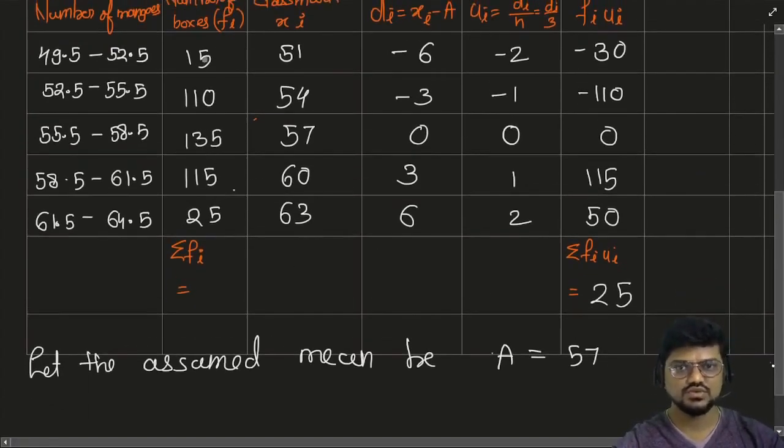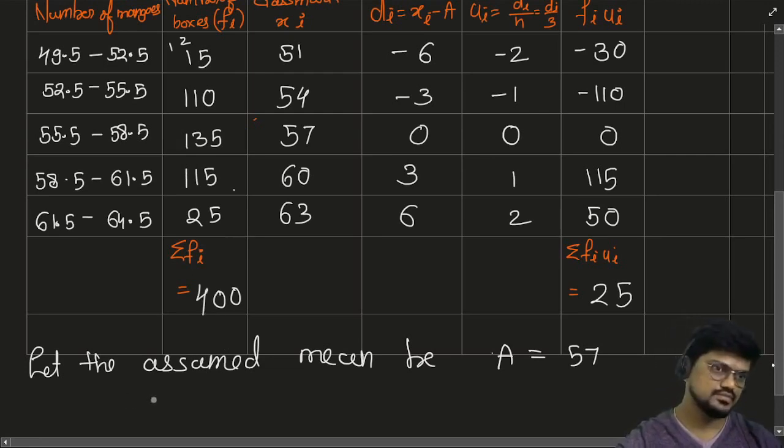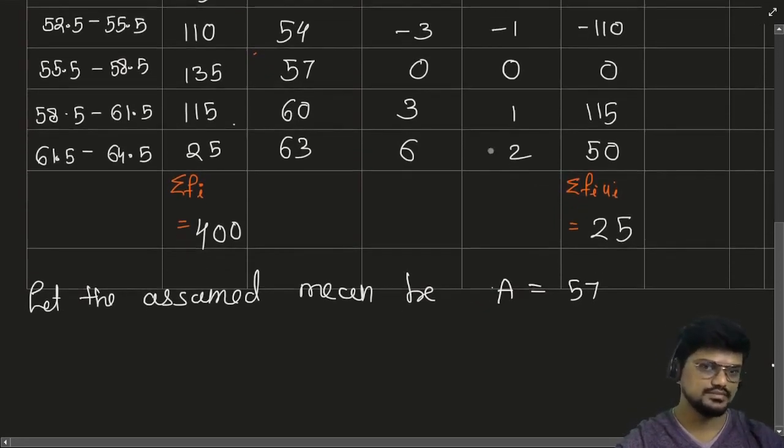And let's add this also. 5 plus 0 plus 5 is 10, so 0 and 1 carry over. Then 3, 4, 4 plus 3 is 7, 8, 9, 10, so 0 and 1 carry. 1, 2, 3, 4. So 400. The value of summation of fi is 400.